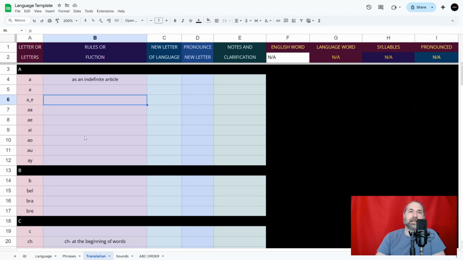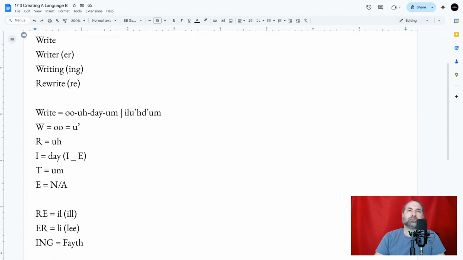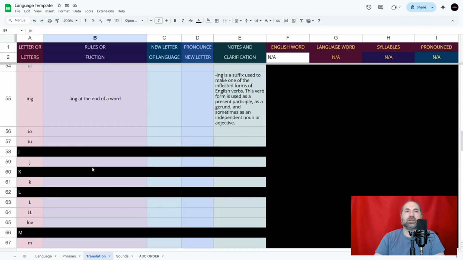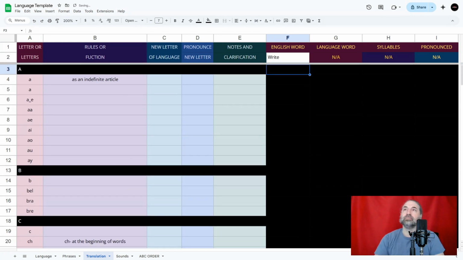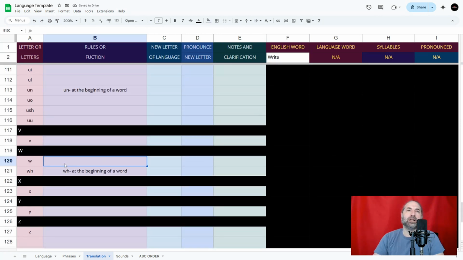Well, first we go to the translation. If we're going to use right as an example, the way I would do it is I'd go down here to W for right. And by the way, you can make rules. So maybe it's just W at the beginning of a word.